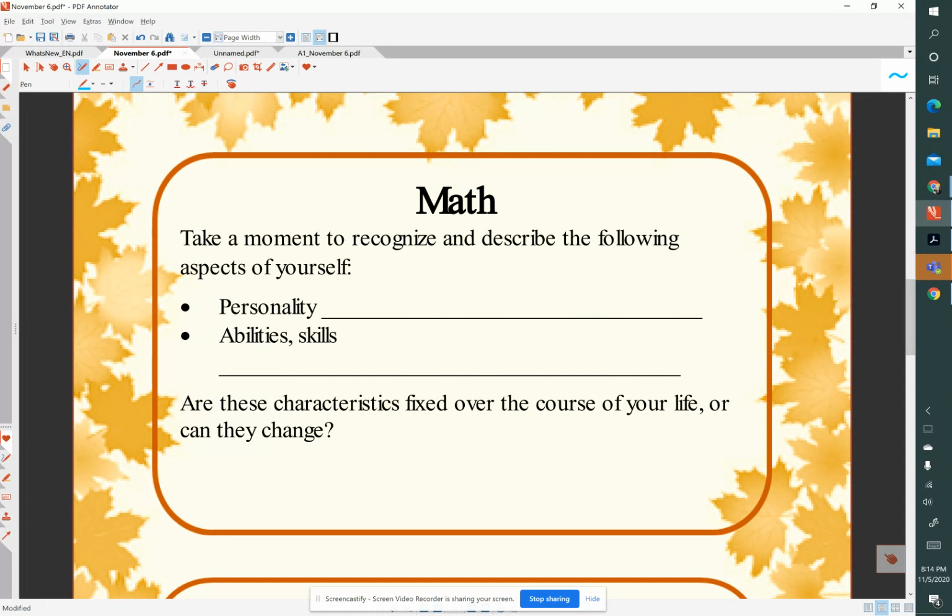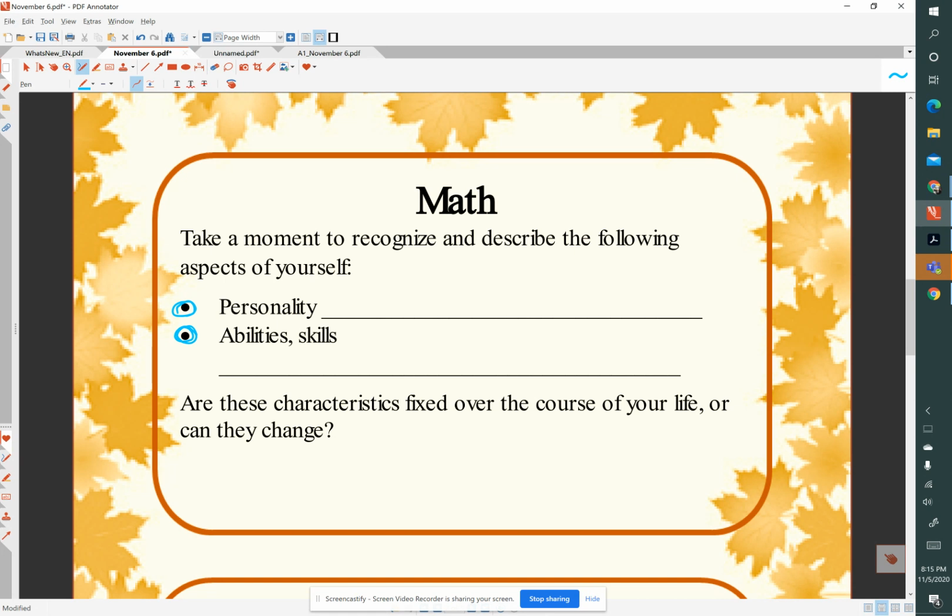Here's our do now for today. I want you to take a moment and recognize and describe these following aspects of yourself: your personality, your abilities and skills. And this isn't as easy as it looks. When I think about my personality, I think there's lots of things. Like I love my grandchildren and my family, and I like to sew, but I love math, but that's not my personality. I would say maybe I'm pretty organized.